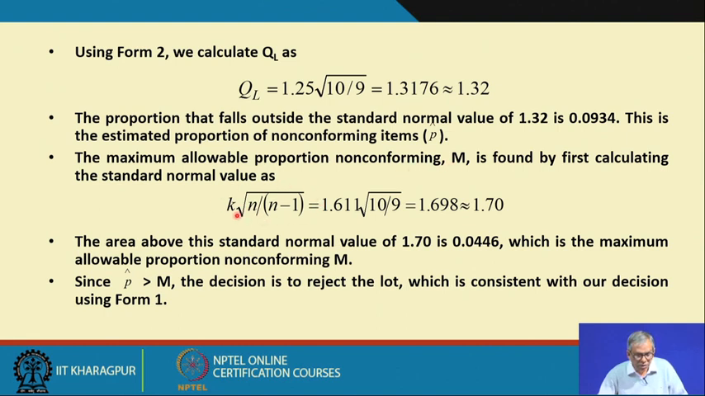Then you calculate m, the proportion non-conforming. First you calculate the value of k into root over n into n by n minus 1, that is 1.70, and you refer to the standard normal table, and against this value of 1.70 you get an area of 0.0446. That means 4.46% is the maximum allowable proportion non-conforming. What you are getting is a value of 9.34%. So since p hat is greater than m, the decision is to reject the lot.